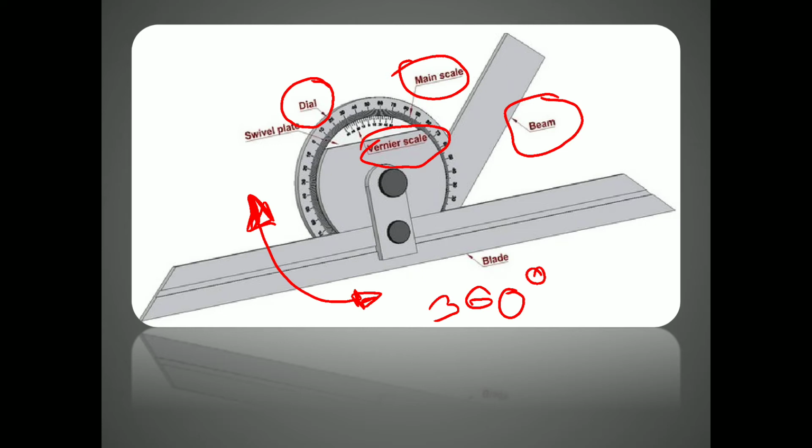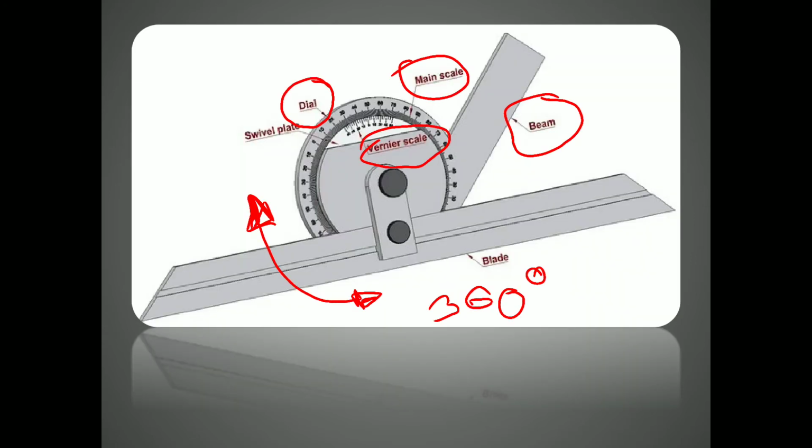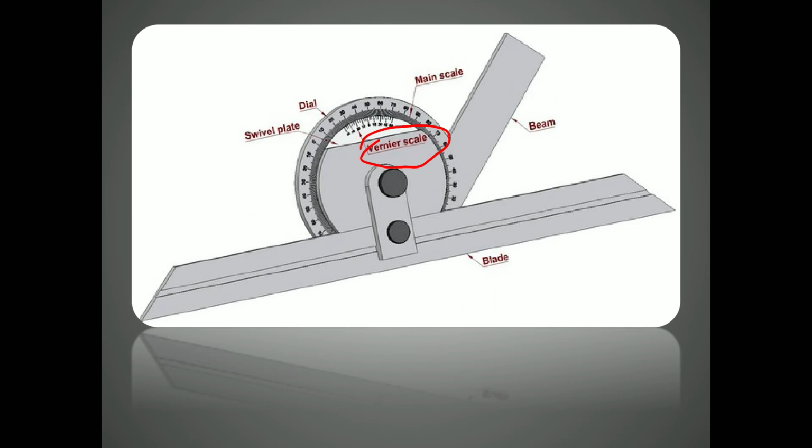So let us see how exactly the readings are taken, or how exactly the construction of a bevel protractor is done. It is the simplest instrument for measuring angle between two faces. It consists of two arms and an engraved circular scale. As we have seen, it is the engraved circular scale, that is the main scale.